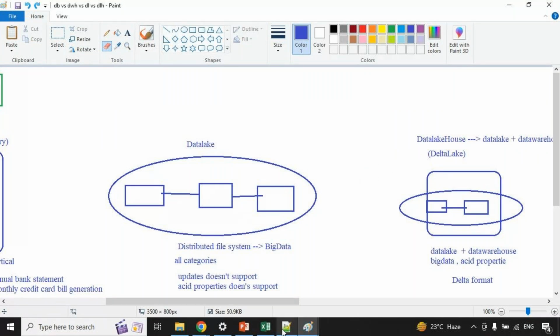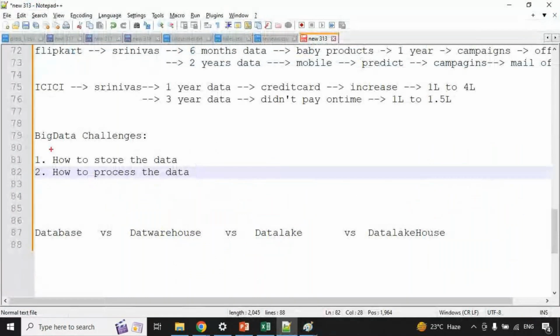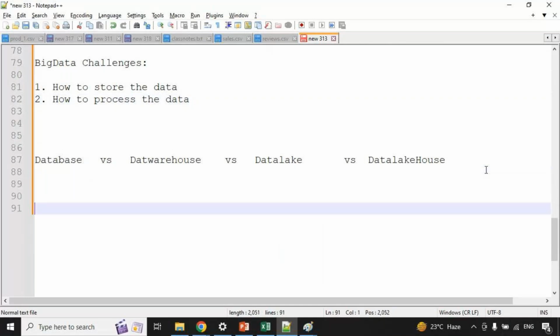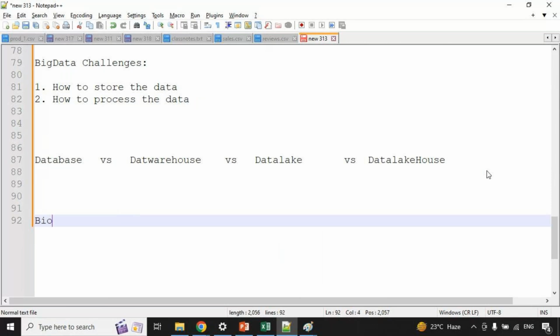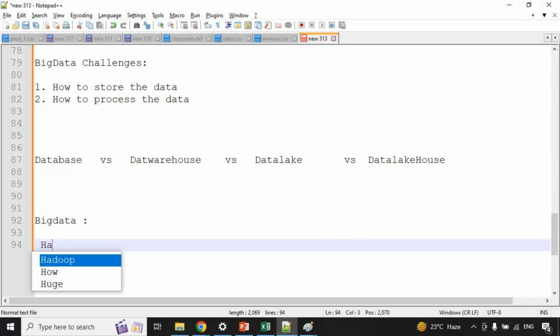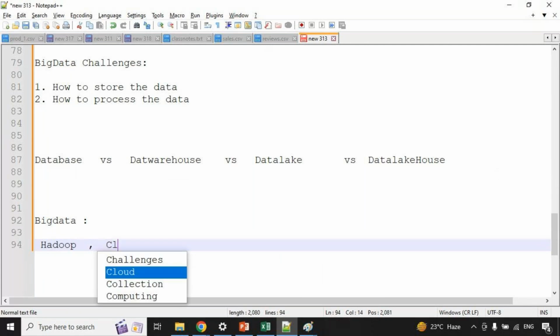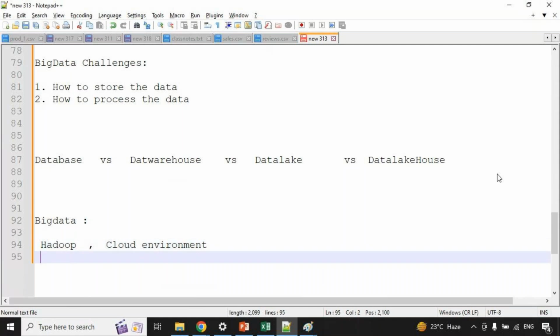Now, to build the data lake, handling the big data, one way is we can go for a Hadoop environment, and another way is we can go for a cloud environment. Traditionally people used Hadoop, but now very, very rarely are people using Hadoop, because here everything is manual only. Instead of that, people are going for a cloud environment.